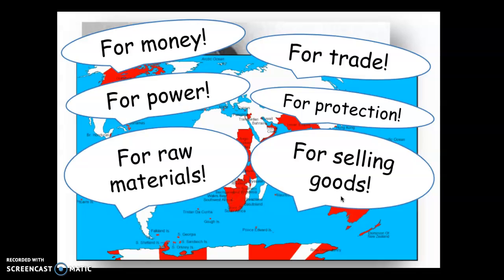And for selling goods. So not only are they going to harvest raw materials from their colonies, but they're going to take those raw materials and make them into manufactured products that they will sell around the world for profit. So they're going to make money on all the stuff that they make from the raw materials that they acquire from their colonies worldwide.